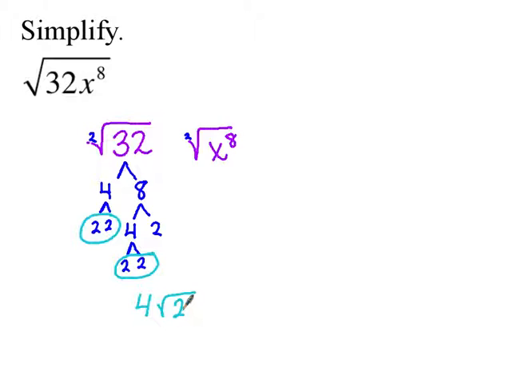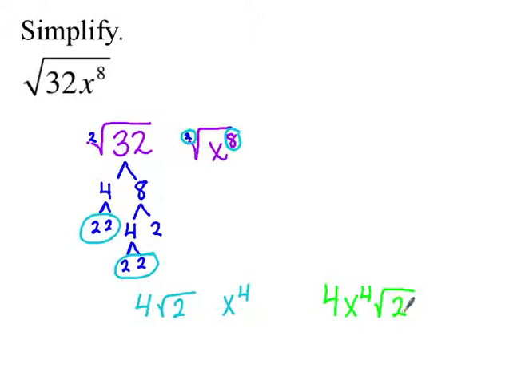Now what we have to do is break down the square root of x to the 8th. If you remember, I take my power and divide it by this number. What do you get? X to the 4th. Now I need to combine those into one answer. So my one answer will be 4x to the 4th root 2.